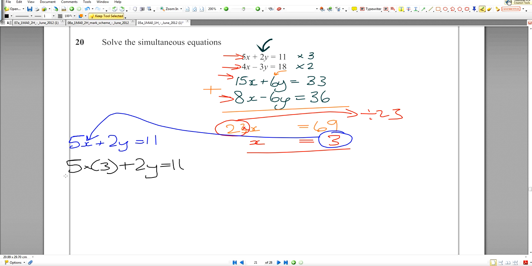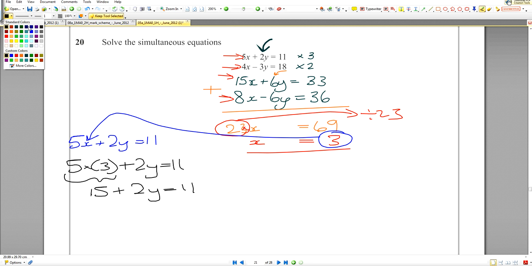Right, okay, 5 times 3 will give us 15. 15 add 2y is equal to 11. I want to work out the value of y. Okay, folks, is everything okay? Have we made a mistake? You alright for the moment? If you spot anything going wrong, please tell me straight away, so I don't have to spend hours editing videos.